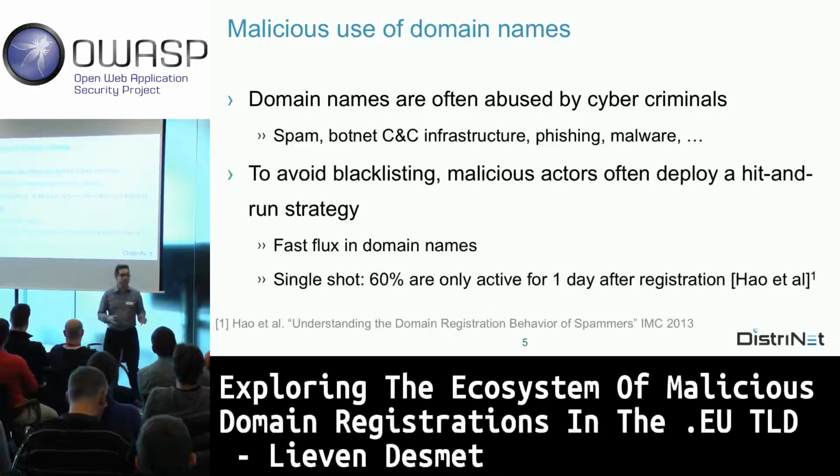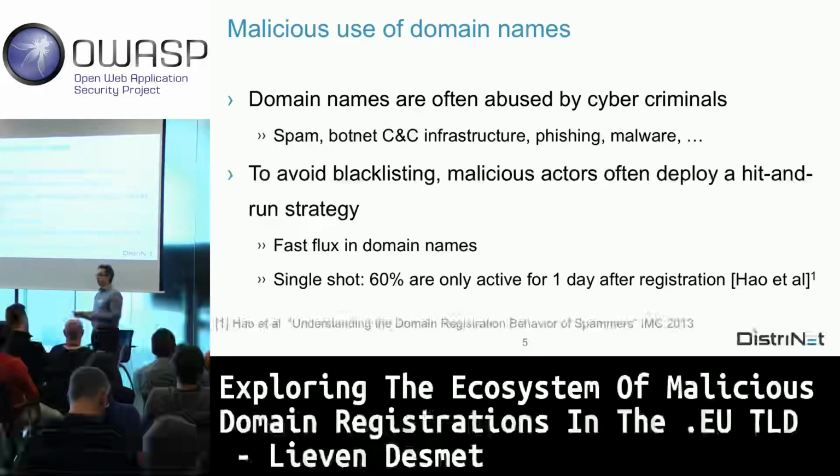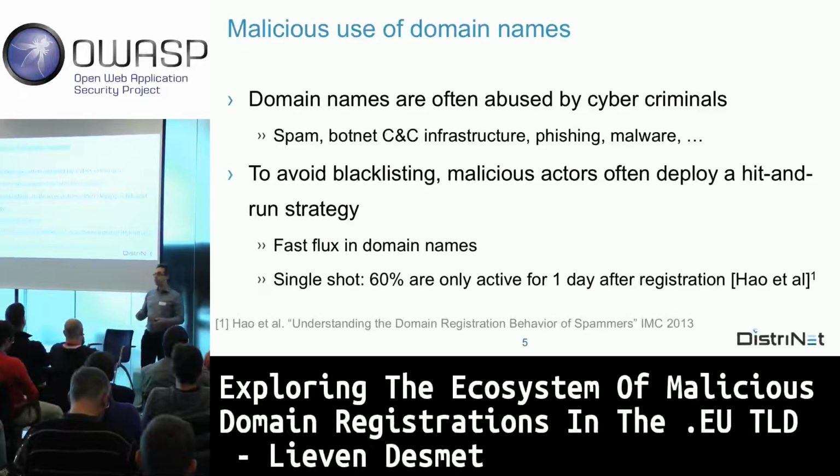And the trend that we see recently within the malicious community is that they're trying to avoid blacklisting. They're trying to follow a hit and run strategy. So they use a domain name and then they discard it. They go to the next domain name. Because once it's blacklisted, you can't do anything with the domain name. Most of the mail servers will block you and so on. So you see that there's a very fast flux in the use of domain names for one particular attack. And it's a single shot. A study in 2013 already shows that 60% of the malicious domain names are not used anymore after 1 day. So you just use it for less than 1 day, you throw it away and you go to the next domain name. So that's the idea.